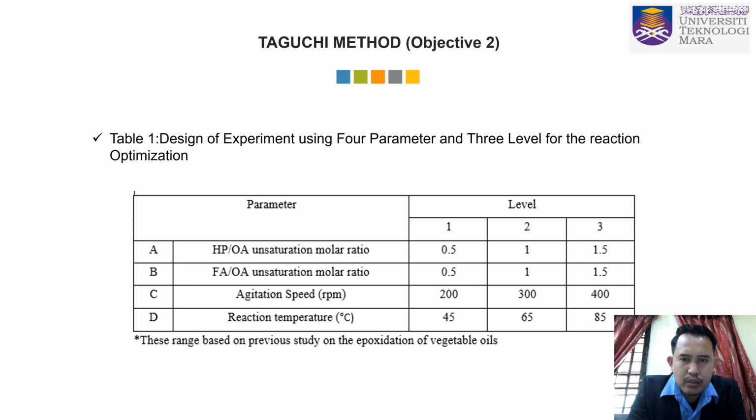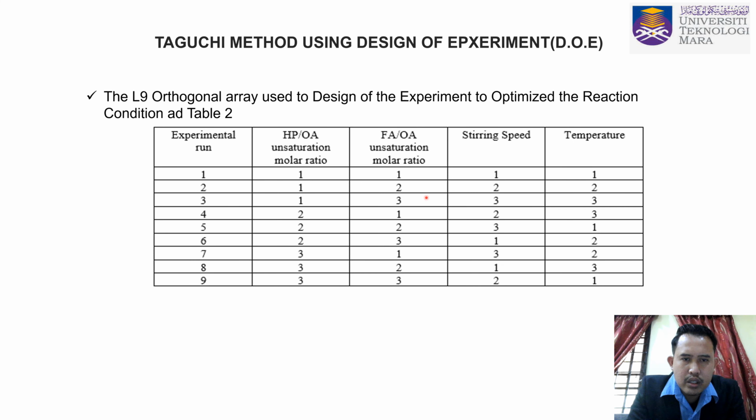Then we run the Taguchi method. So this is the 9 experiments we have run. We based it on the orthogonal array to build up this schedule.